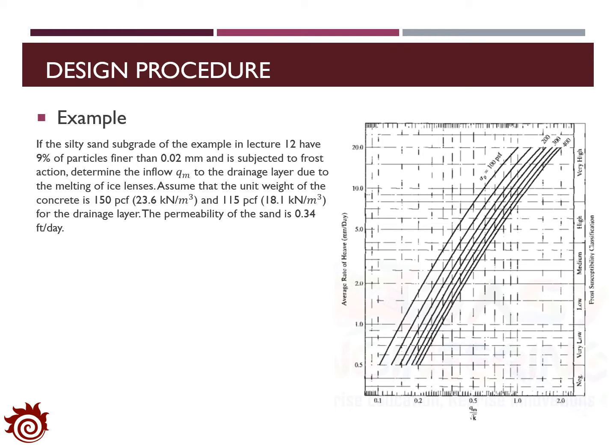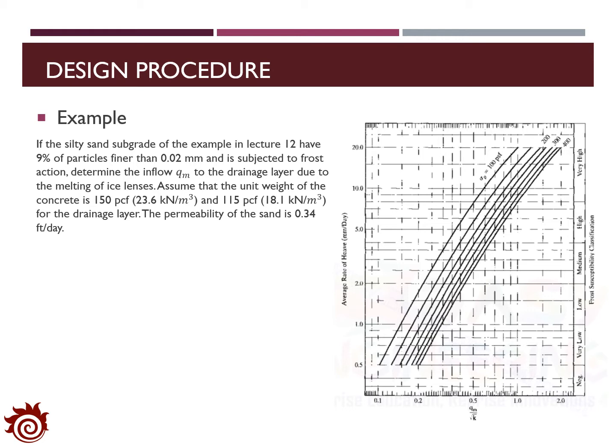In this example, we assume that the COT sand in the example from lecture 12 is also applied, and it has 9% of the particles finer than 0.02 mm. Also, it's subjected to frost action. It wants us to define the inflow rate Qm. In this example, we assume that the unit weight of the concrete is 150 PCF and 115 PCF for the drainage layer. The permeability of the sand is 0.34 feet per day.